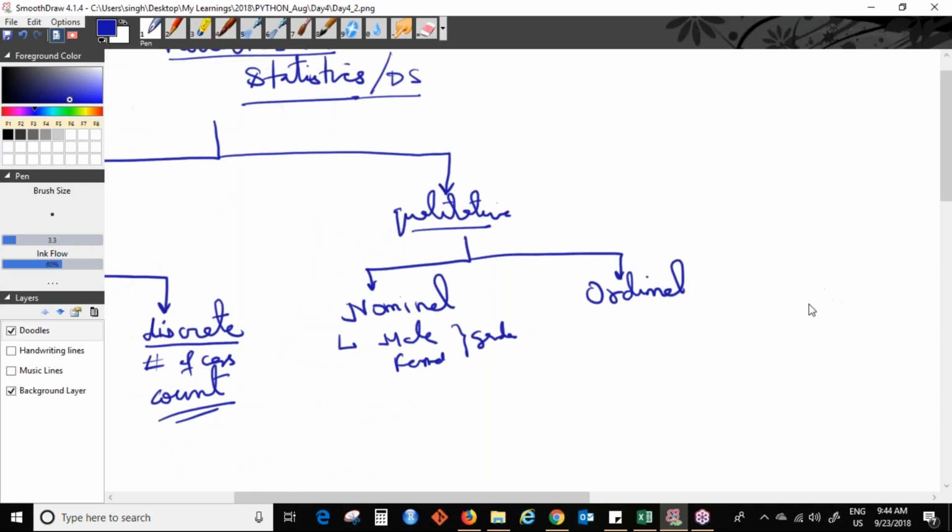Ordinal, as the name suggests, comes from the word order. Here there is an order in the variable. For example, if I say low, medium, large, we know that low is lesser than medium and medium is lesser than large. So there is an order associated with the categories, and hence it falls under ordinal variables. But male and female, there is no order. Colors, red, blue, green, there is no order. So these are nominal variables, and wherever you see some order, you can say it is an ordinal variable.